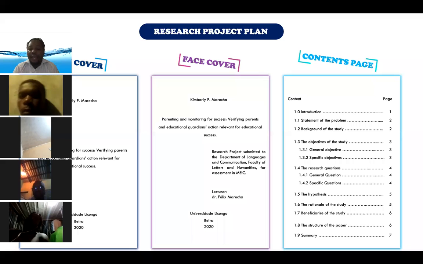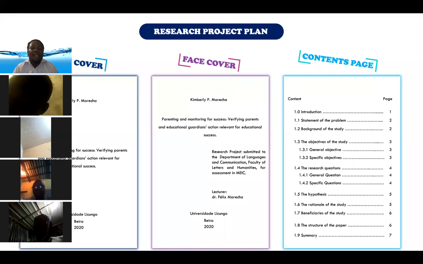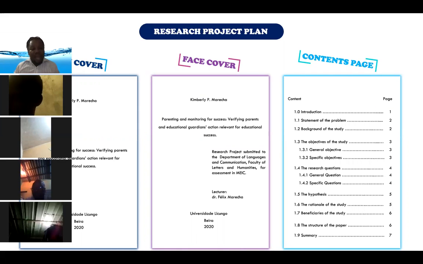All right. And after the hypothesis, you have 1.6, which is also on page 5, the subtitle called The Rationale of the Study, right? The rationale of the study. So here we want to simply explain or show people why we are doing this study. In what sense is the study important? What has motivated us to do this study?